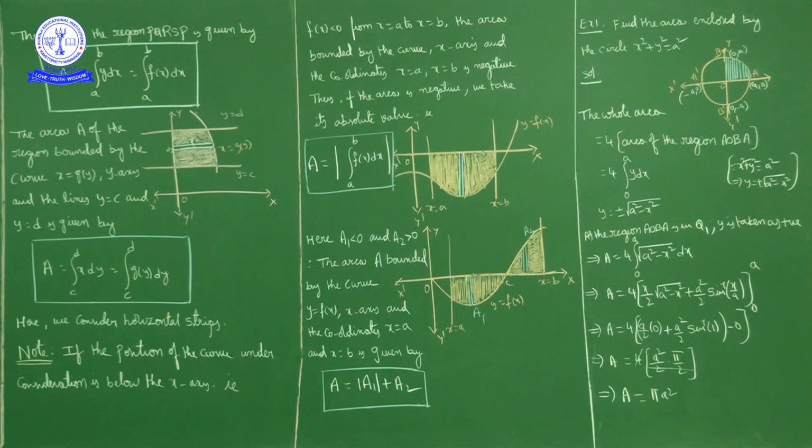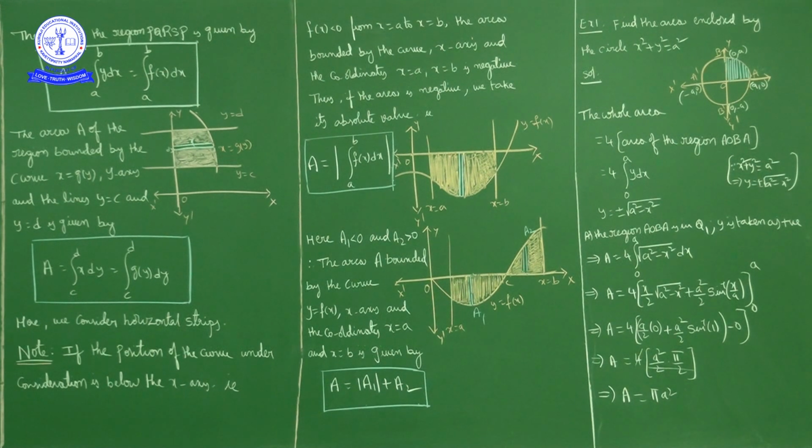Now whatever area we consider here, what region? The AOBA area, that is nothing but the first quadrant area. In the first quadrant both the x ordinate and y ordinate are positive. As we are considering the first quadrant, y is equal to square root of a square minus x square. So the area is equal to 4 times the integral 0 to a of square root of a square minus x square dx.